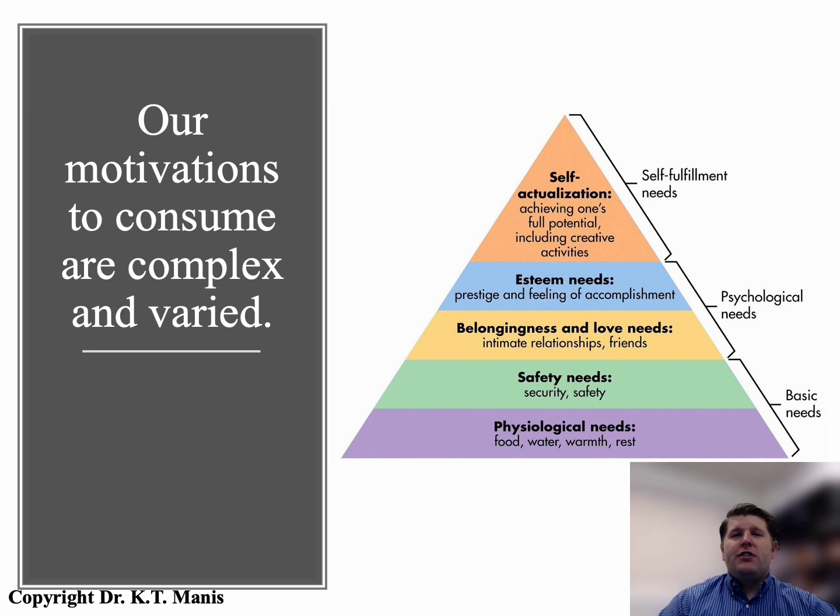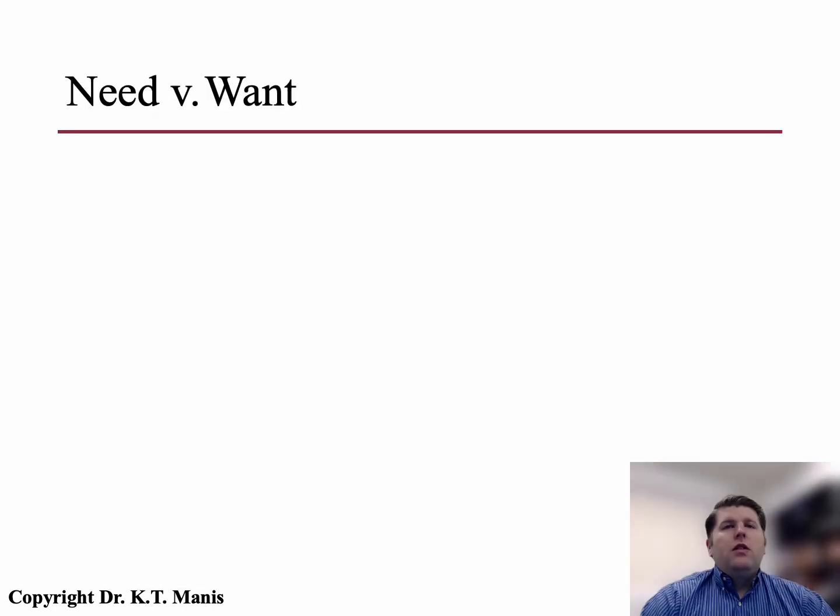Finally, our motivations to consume are complex and varied. This is our last key point that we're going to cover today. One of the ways in which we can think about motivation is through Maslow's hierarchy of needs. I'm not going to go into great detail on that today because I'm going to have future lectures on Maslow's hierarchy of needs, but we can think about our needs being varied and very complex, because why we do the things we do as consumers, we may have reasons for that, but they are complex and they vary.